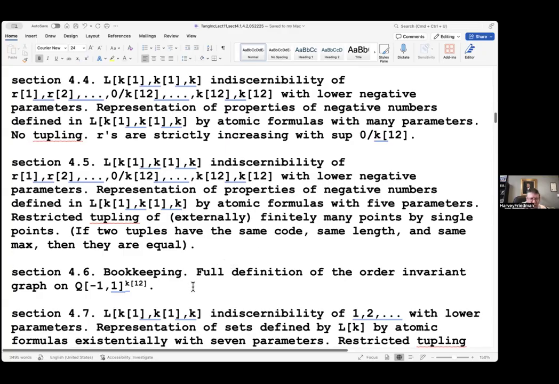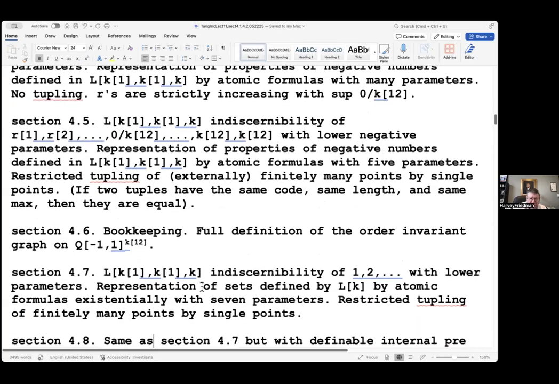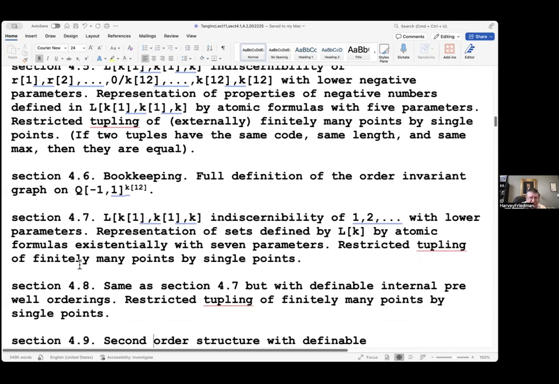Okay. This is the so-called bookkeeping section, which really now is the full definition of the order graph in all its glory. Full definition. It's defined in 25 clauses.